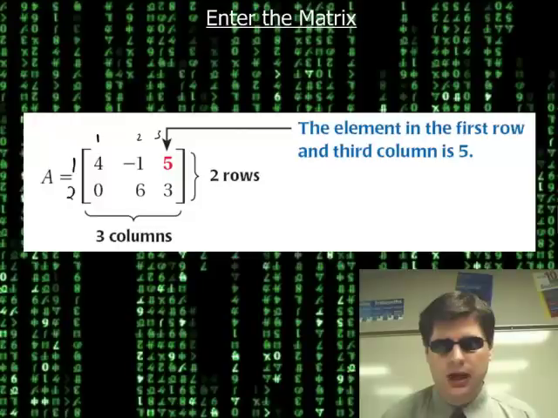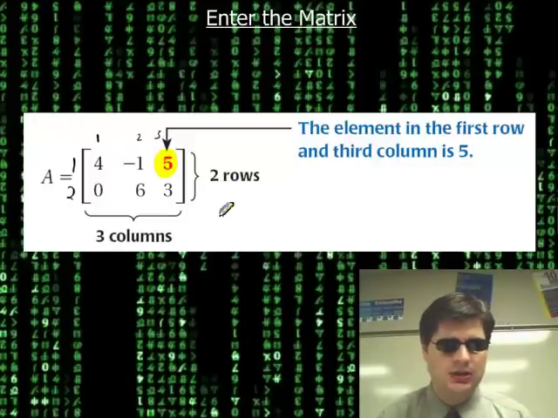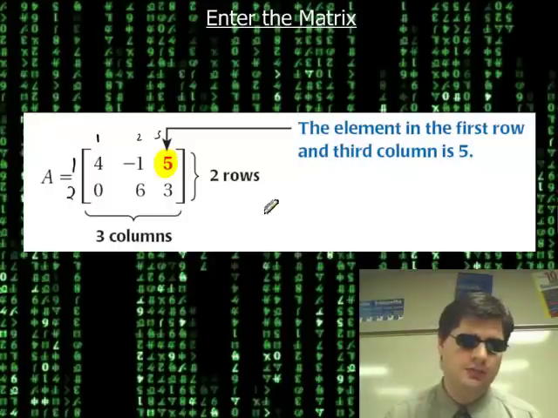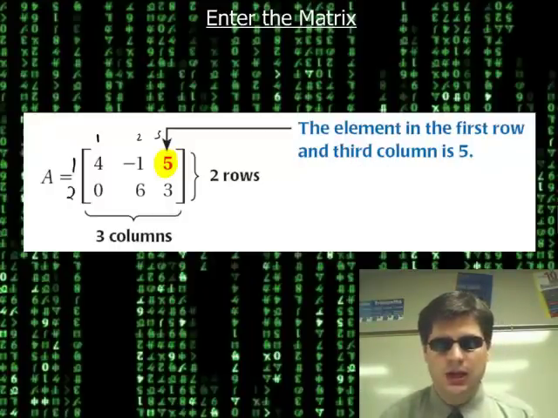So if we're looking at a particular number, it's called an element. So for example, this 5 is an element. It's the element in the first row, 3rd column. So that's how we read matrices.